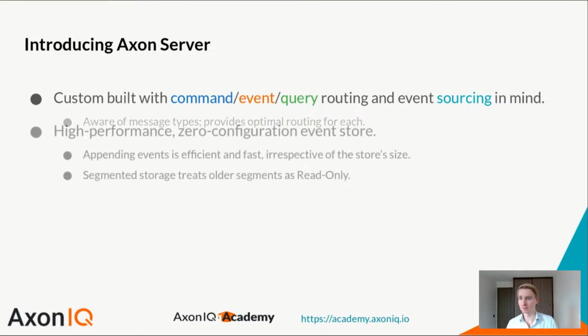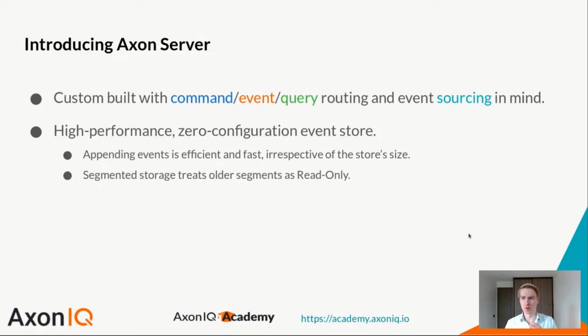Now, as far as event sourcing, right, it's a high performance, zero configuration event store. So the advantage with Axon Server, because the way it is built, because the way it manages indexes, for example, appending the very first event is just as fast as appending event number 5 billion, right? It has a constant performance. So even though our event store grows and grows and grows over time, we're still going to be efficient, both in appending, but also in reading.